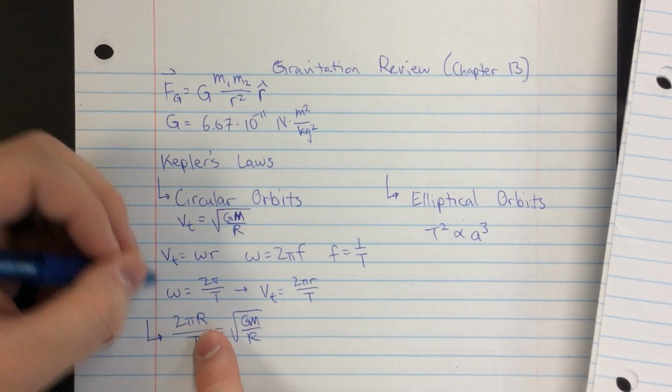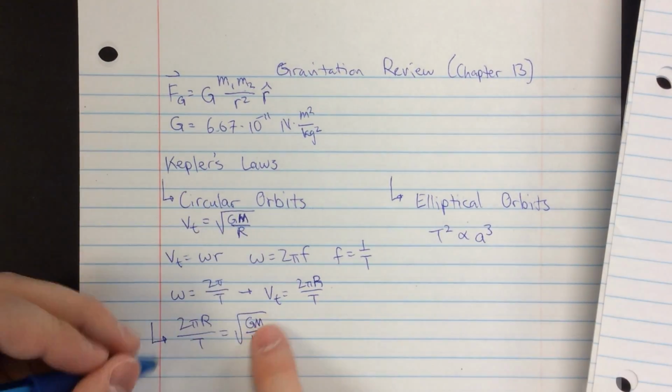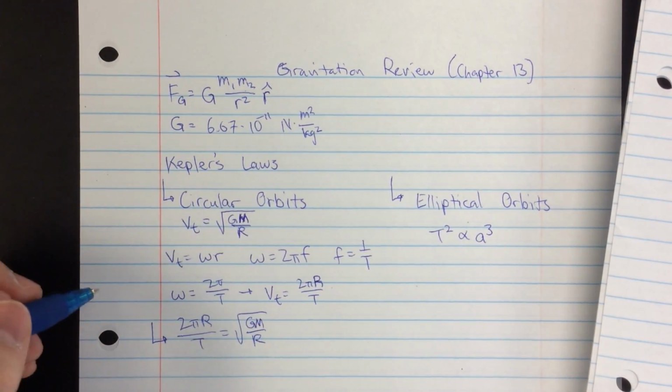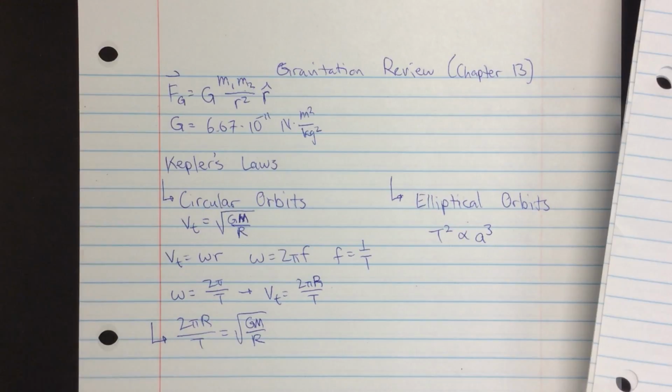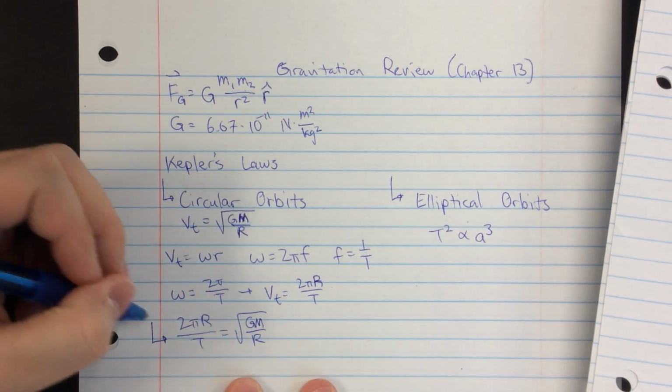Okay, let's be consistent. I'll use capital R here. It's essentially the same idea, right? What is the radius of this circular path that you're taking? That's r. Okay, and we're going to solve for t.